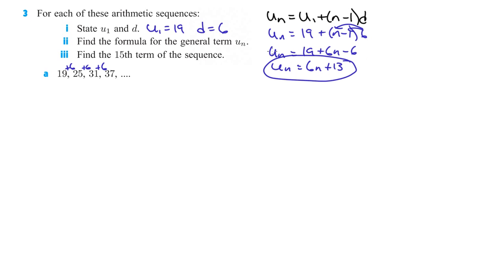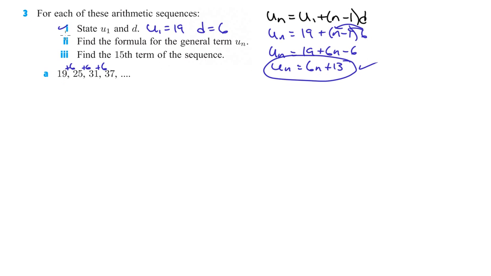That's our general formula. And an easy way to check that is just plug in 1, 2, and maybe 3 and see what happens. If we plug in 1, 6 times 1 is 6, plus 13 is 19. We plug in 2, the second term, 6 times 2 is 12. 12 plus 13 is 25. Plug in 3, 6 times 3 is 18, plus 13 is 31, so forth and so on. So we know we have that right for sure.